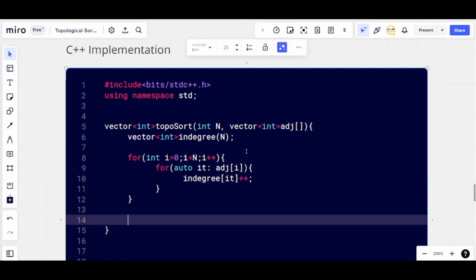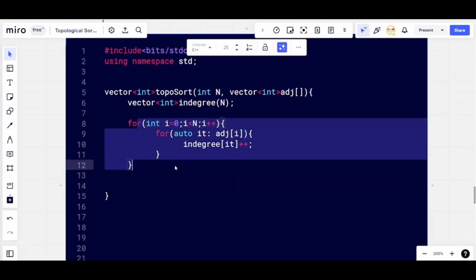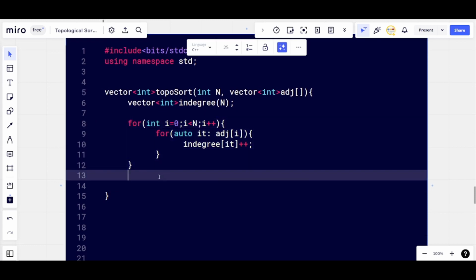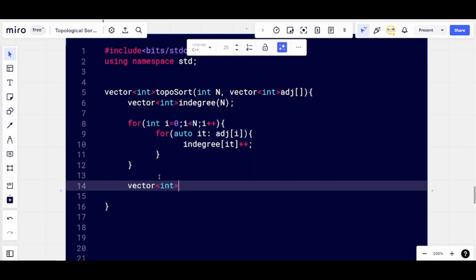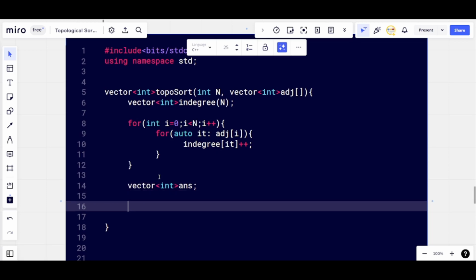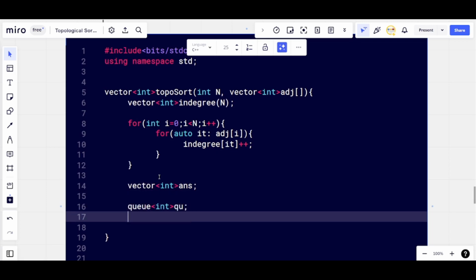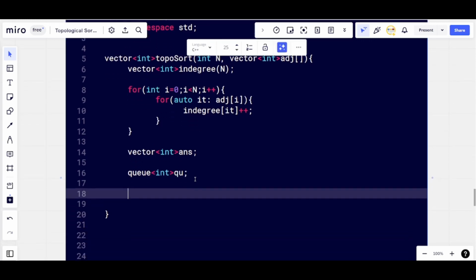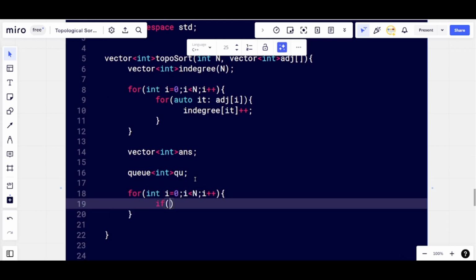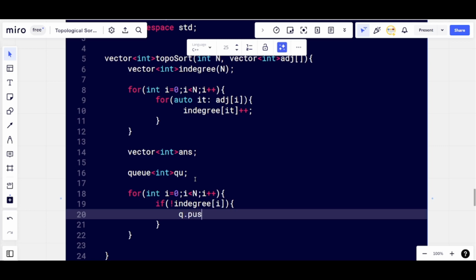So here I'm calculating the in degree. After calculating the in degree, let's declare an array, that is the answer array, which will store the answer for the given node. Then I will declare a queue. After that I will iterate over all the nodes of this graph, and for every node I'm going to see if the in degree is 0 or not. If it becomes 0, then I'm going to push that node into the queue.